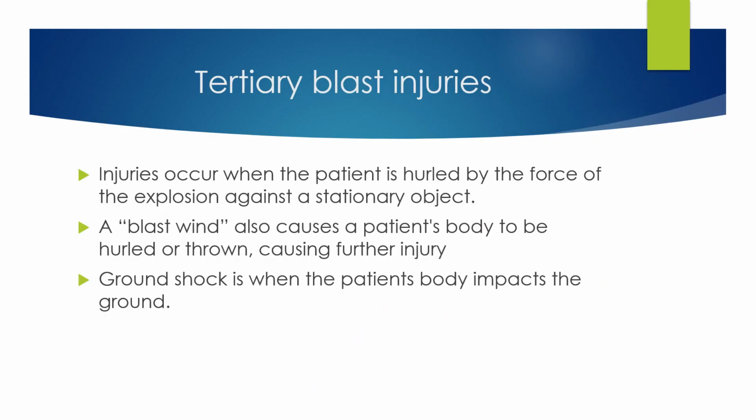The third one we're going to talk about is tertiary blast injuries. The tertiary blast injuries are the injuries that occur when a patient is hurled by the force of the explosion against a stationary object. That's where you hear about the blast wind. It also causes the patient's body to be hurled or thrown to the ground or against something, which can cause further injury. It causes physical displacement of the body, and it's also referred to as ground shock when the body impacts the ground. In some cases, wind injuries are the ones that can amputate limbs.